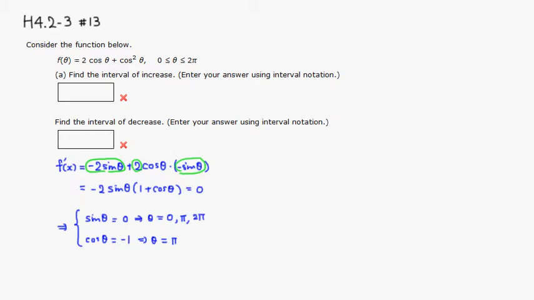So let's do a number line. Let's draw a number line here, going from 0 to 2 pi. Then the tick mark would be just pi, which is right in the middle. So let's look at the sign of the derivative.